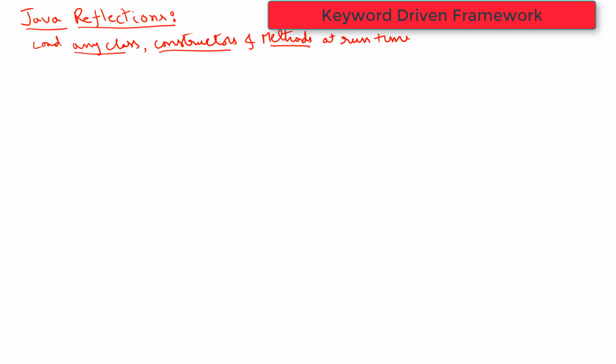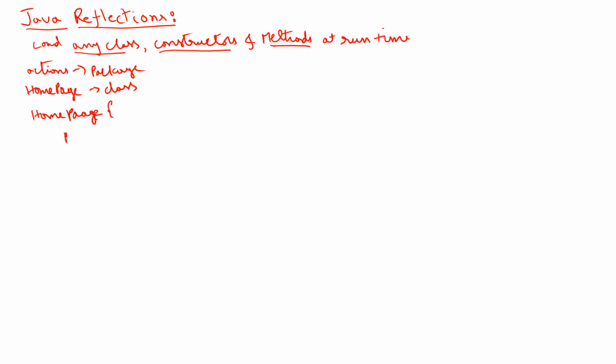Now let's say I have a package called Actions, and I have a class called Homepage. Within this class, let's say I have a global static variable. So public static int, and let's say it is globalA. So globalA is the variable.